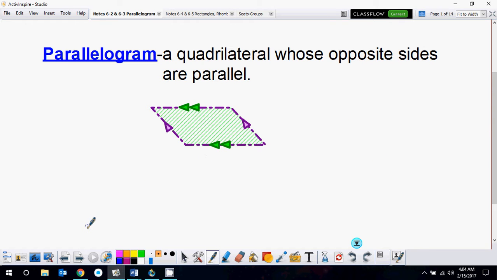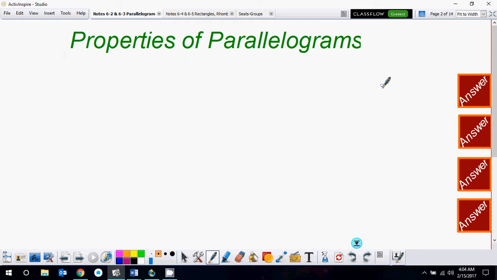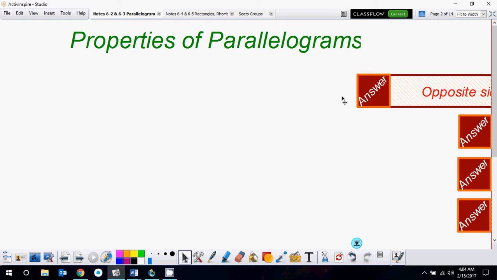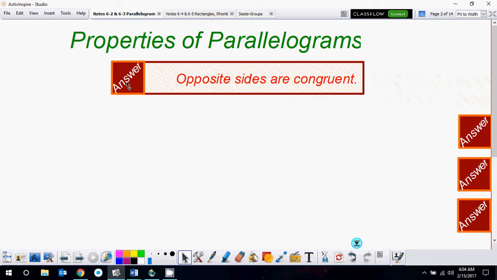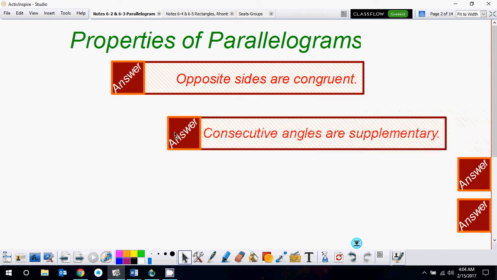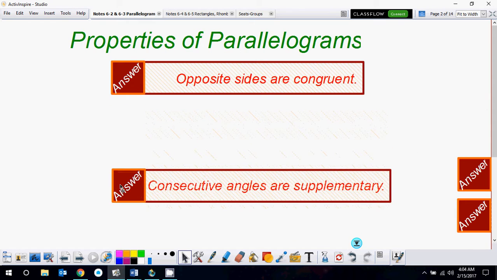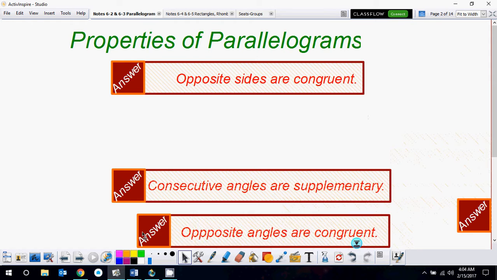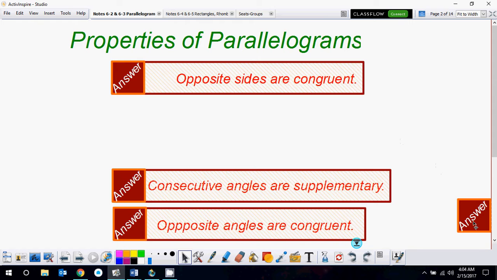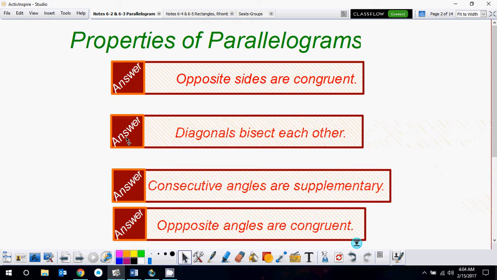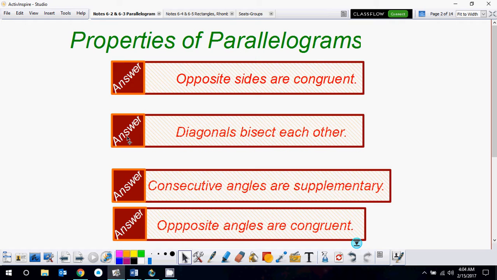For parallelogram, you should have noticed 4 different things happened. You should have noticed that the opposite sides were congruent. You should have noticed, and this may have been from the 3rd slide, that consecutive angles, the ones that are right beside each other, are supplementary. That the opposite angles were congruent. And finally that the diagonals bisected each other, or they cut each other in half.